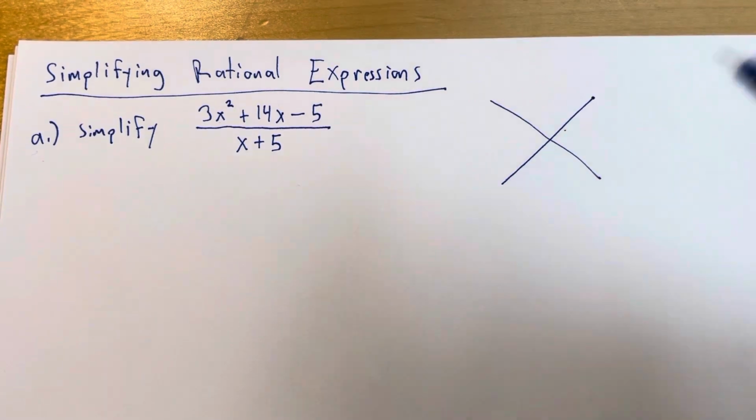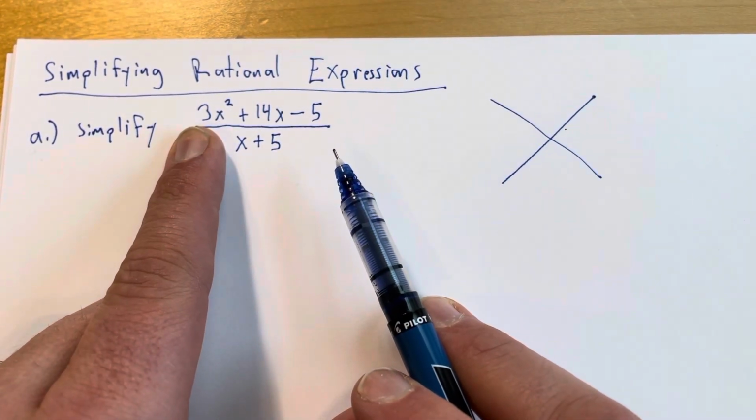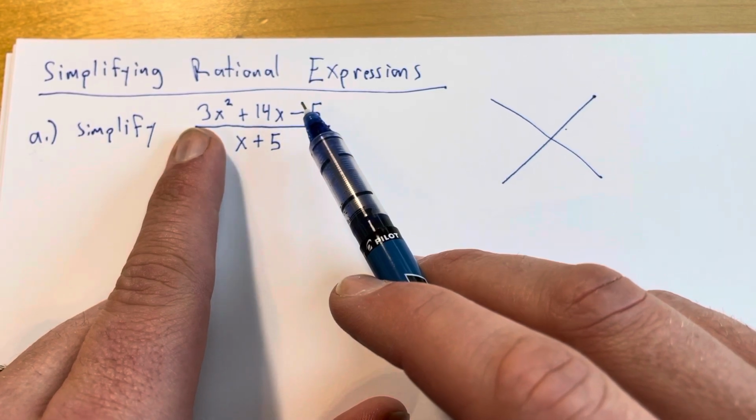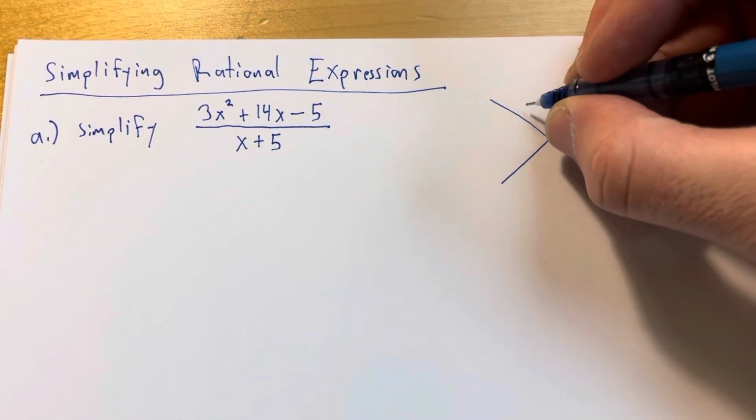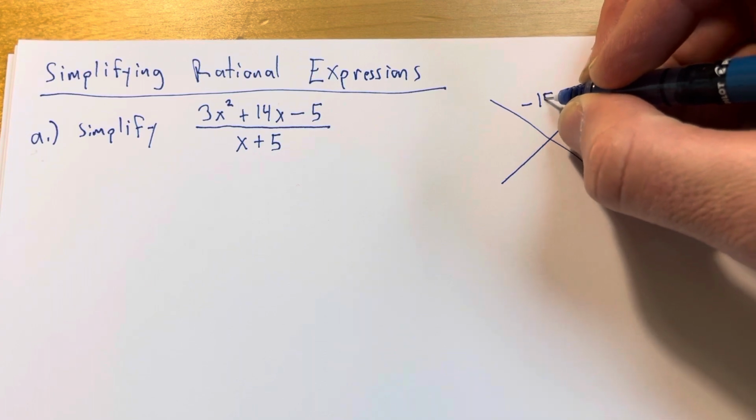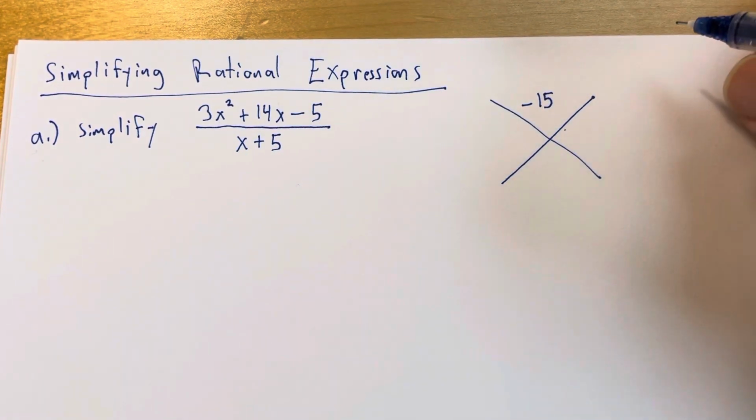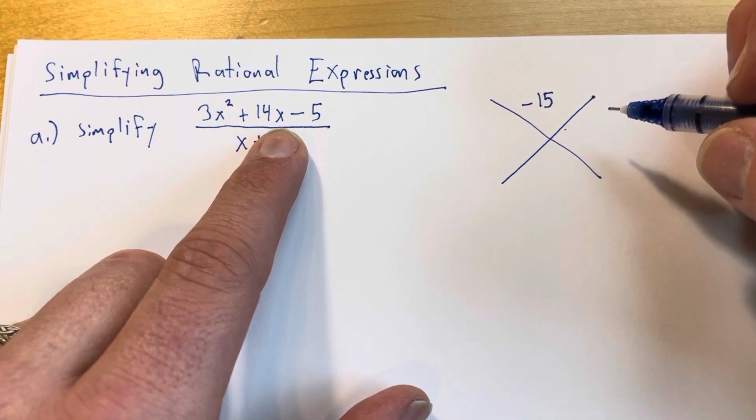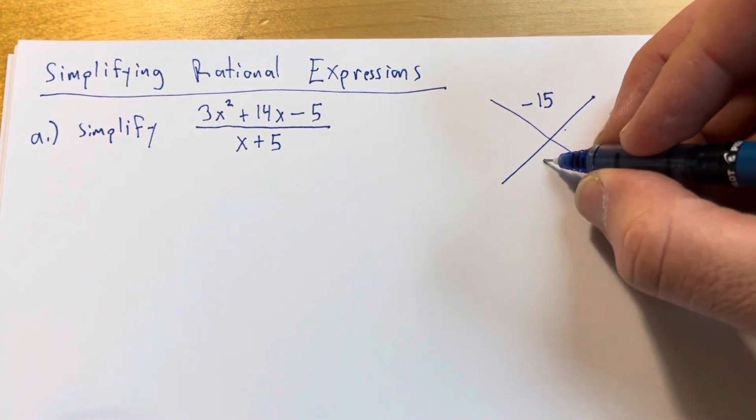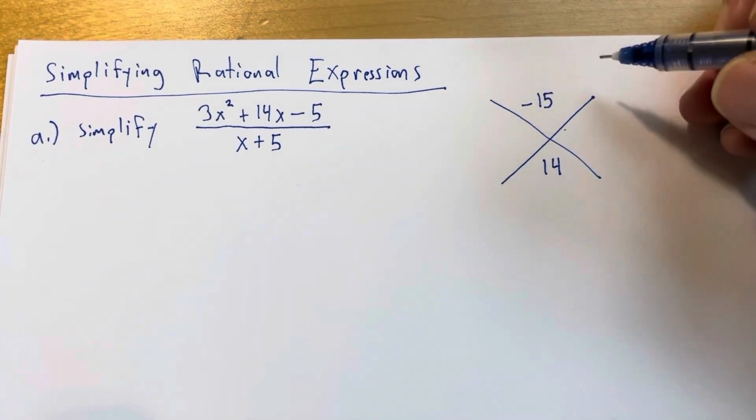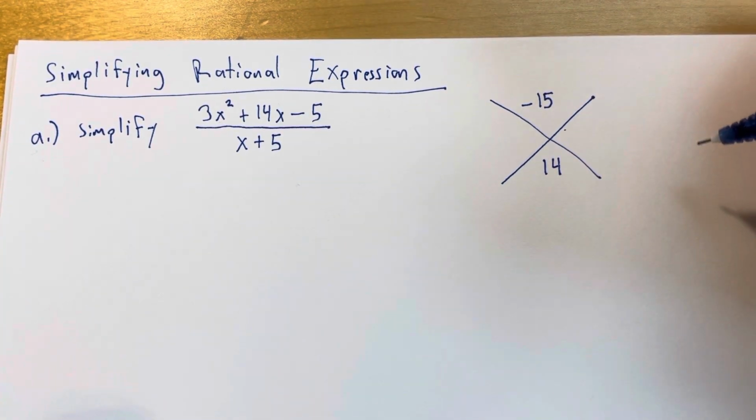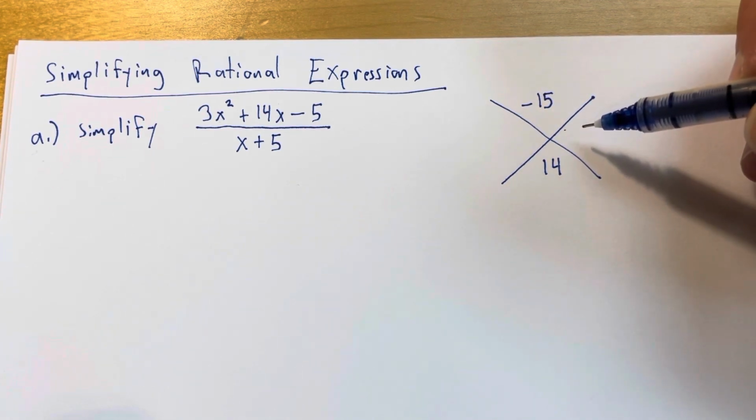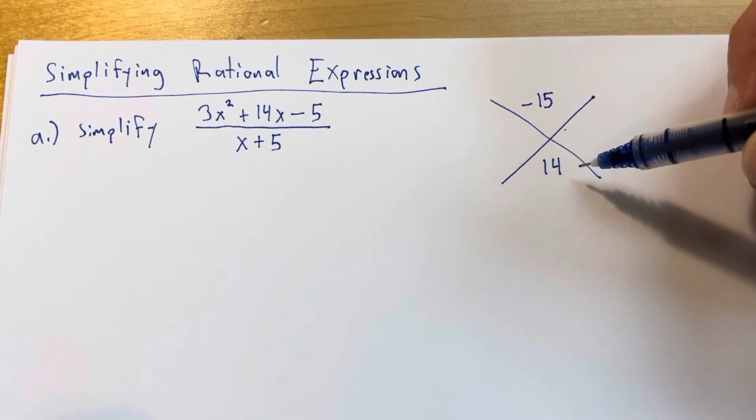What we're going to do is take a look at the leading coefficient, which is 3, and the constant term, which is negative 5, and we're going to multiply those two numbers. That gives us negative 15. Okay? Then I'm going to take the linear coefficient, that's the coefficient on the x term, and I put that down here. In these other two areas, what I'm going to do is put two numbers which will multiply to make negative 15 and add to make 14.